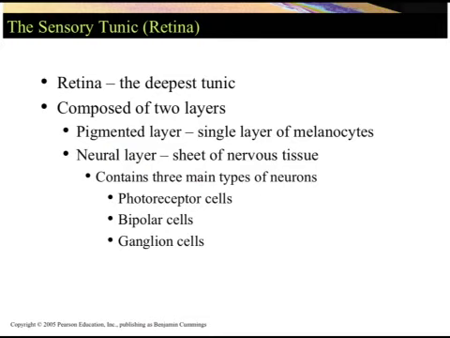Okay, and the last tunic, or the last layer that we'll talk about today in the eye, the deepest layer, is a layer we're going to call the sensory tunic. And as the name implies, the sensory tunic's job is to actually do the sensing, to actually receive information. And the part of the sensory layer that is the most important, the most vital, is the layer that we're going to call the retina.